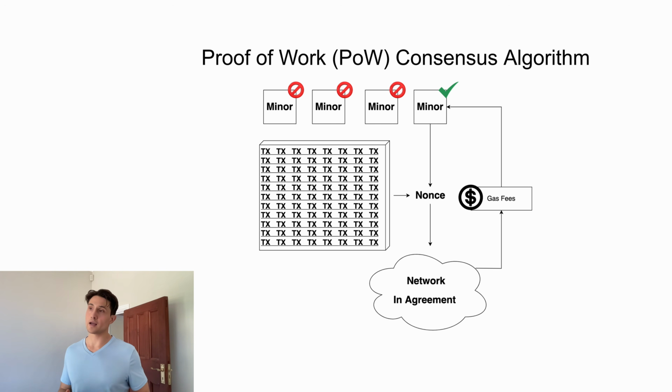Now, this is why proof of work, Bitcoin and Ethereum today, is considered not to be environmentally friendly, because if you have 100 miners all competing to mine the next block, and only one miner is going to be successful, that means that 99 miners wasted all of the energy they invested in trying to mine that next block. So it's very inefficient, and it causes a lot of energy to be wasted.